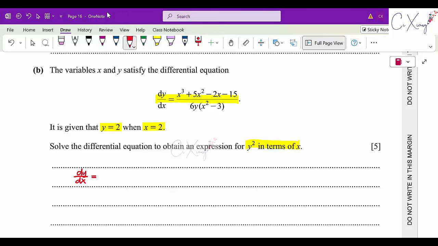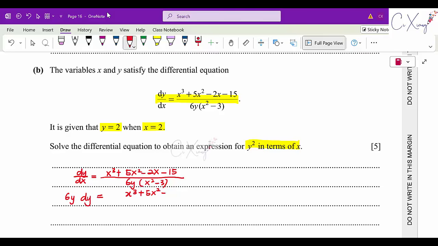So I'm having dy dx equals to x power 3 plus 5x squared minus 2x minus 15 divided by 6y, then x squared minus 3. I only have x and y, right? Then I want to keep the y. I want to bring the y to the right. Then maybe along together with the 6 also. Right, I'm having 6y, then dy. Then the remaining term, I keep it on the right here.